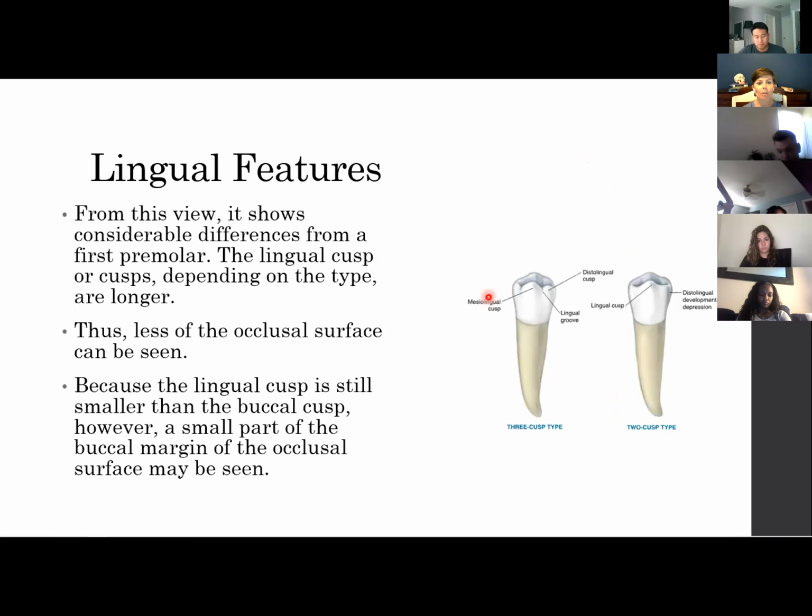Looking at the lingual, from this view, it shows considerable differences from the first premolar. The lingual cusp or cusps, depending on the type, are a little bit longer. So instead of it being shallow, they're a little closer in length. Thus, less of the occlusal surface can be seen from the lingual. However, because the lingual cusp is still smaller than the buccal cusp, a small part of the buccal margin of the occlusal surface may be seen, which you can see here.